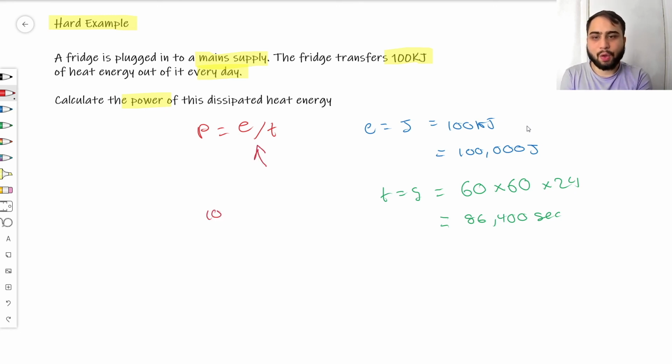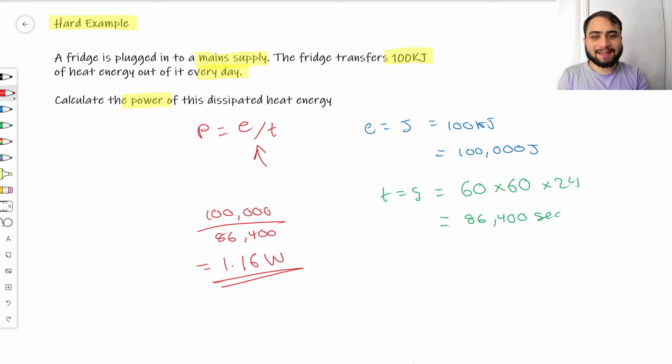Okay, so now just the final step is inputting the numbers into our equation here. So we have 100,000 over 86,400, and that gives us an answer of 1.16 watts, and that is our answer right there. So this would be around 3 marks. If you understood this, well done. You're well on your way to understanding all of electrical power.